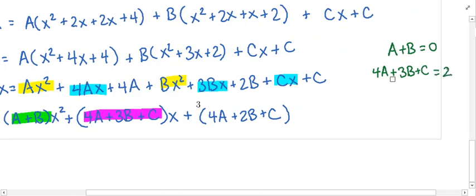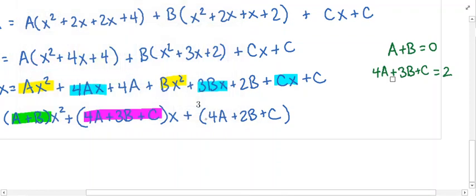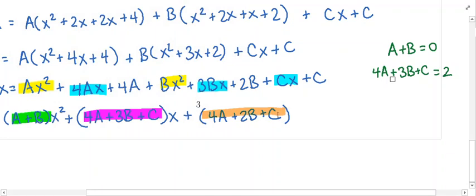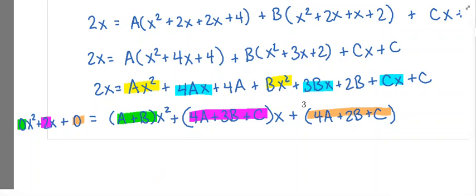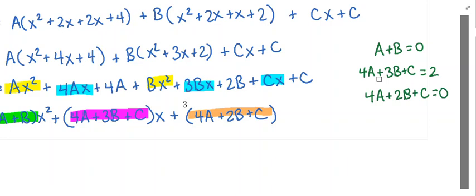And then lastly, all of the constants have to be equal. Let me use a different color here. We know that 4a plus 2b plus c has to equal 0 because the constant is 0 on the left side. Let me write this out: 4a plus 2b plus c has to equal 0. This gives me a system of equations that I can solve for a, b, and c.